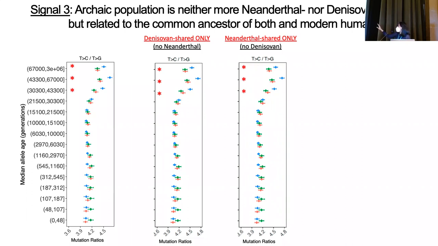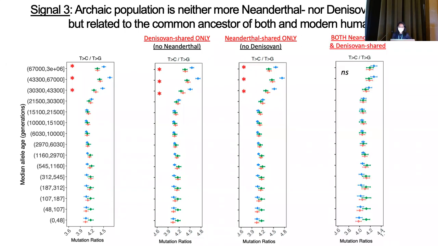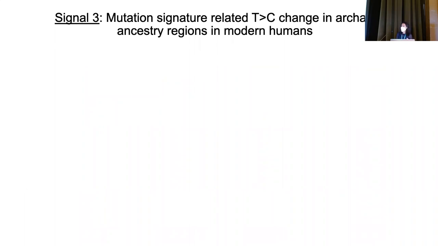And in this case, just to note, I'm removing these mutations. So what we expect is, if these mutations are driving the signal, we should not see any differences. Finally, what we did is we removed the mutations where Neanderthals, Denisovans, and modern humans all have the derived alleles. Once you remove those mutations, the signal disappears. And what this is telling us is that these are mutations that arose in the common ancestor.